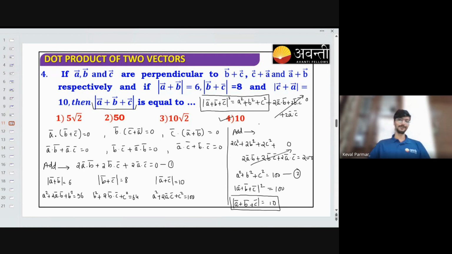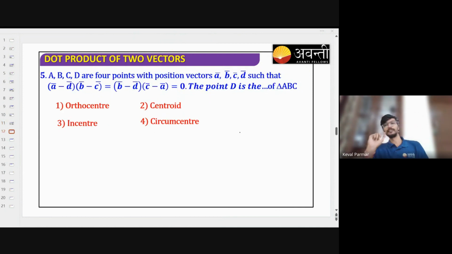So, yeah, it was a calculative sum, but we got the answer because our calculations are very formal. Our calculations are very strong, right? Let's see the next question, shall we? Okay, it's also a good question. A very simple logical question, you can say. So, we have to find what is point D. It can be orthocenter, centroid, incenter, circumcenter.